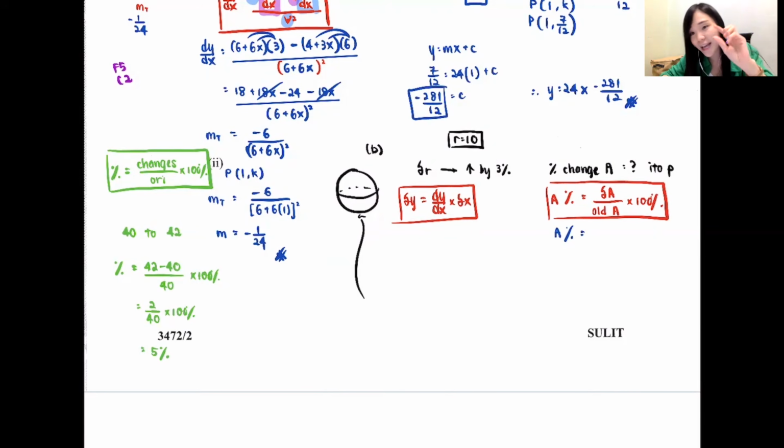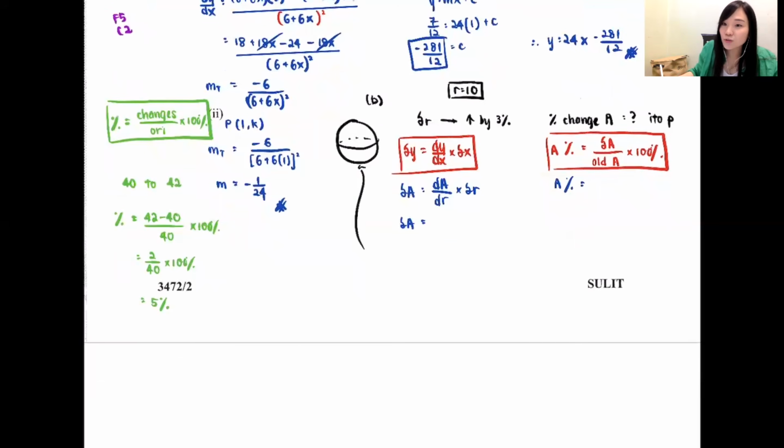So to fit the question, I'm going to change all the y and x to A and r. So my dear, they want to find A, so the y I call it A, this y I also call it A. Then the x I will call it r, this x I call it r. Only to fit this question. So what is my delta A now? I don't know. So next I need dA dr. How do I get dA dr?